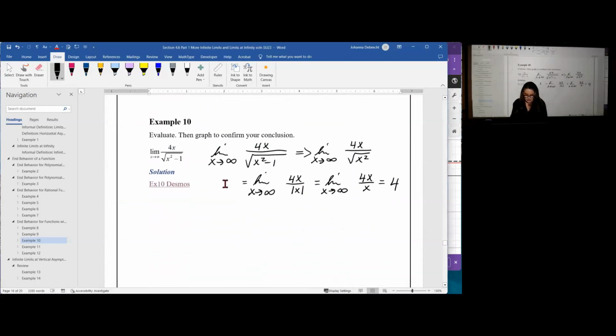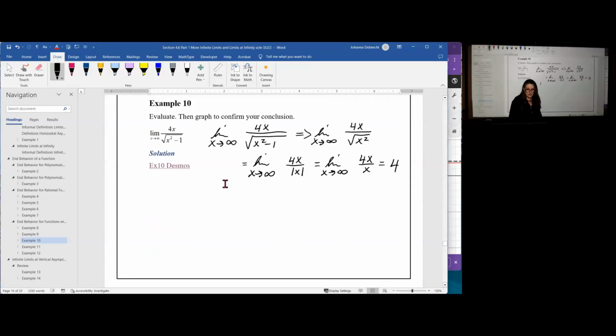Let's now look at example 10. In example 10, we have the limit as x approaches infinity of 4x divided by the square root of x squared minus 1. Again, because it's end behavior, we can ignore the lower degree term negative 1, and we can look at the ratio of 4x to the square root of x squared. The square root of x squared is absolute value of x, but because we're approaching positive infinity, I replace the absolute value with x, which results in a horizontal asymptote of 4.